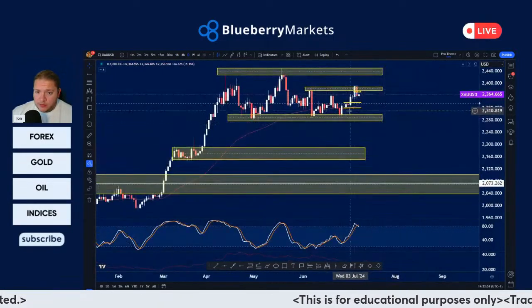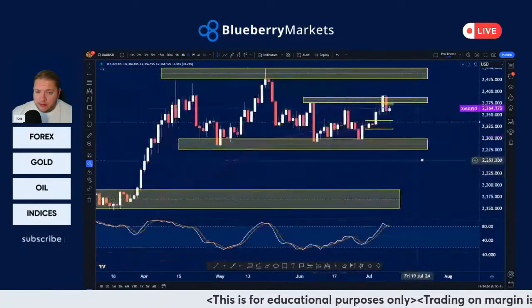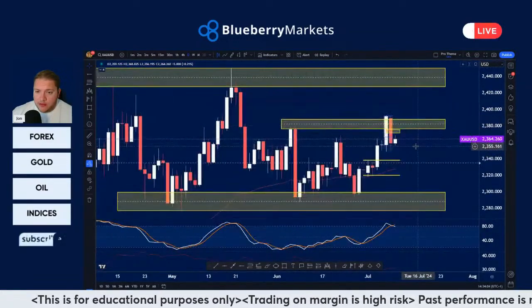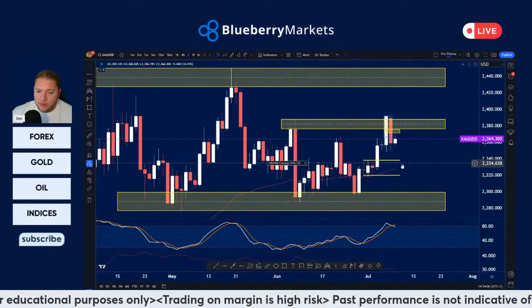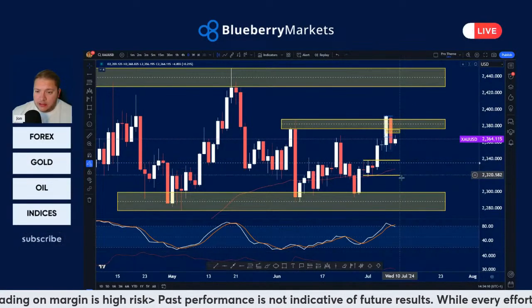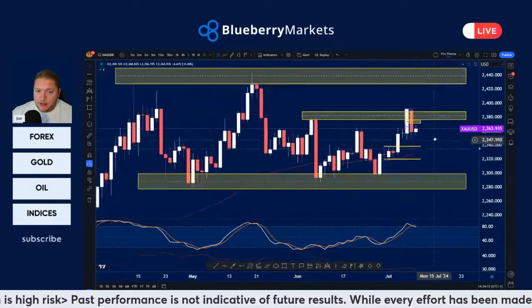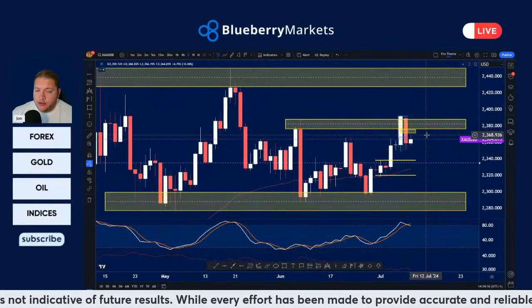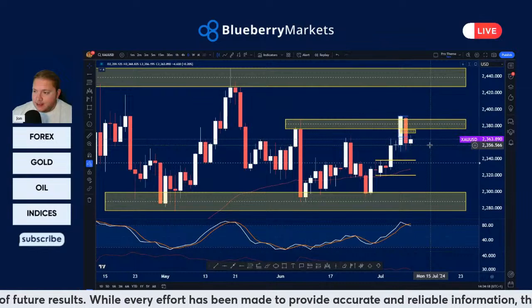We know that as long as price remains above this level, I like the idea of being long gold. But if I was looking at this now and saying to myself, where would I want to be long at? I'd want to be long down towards 23.40s rather than up here. So I'm looking to see if we can get a little bit of a pullback before a continuation to the upside there.